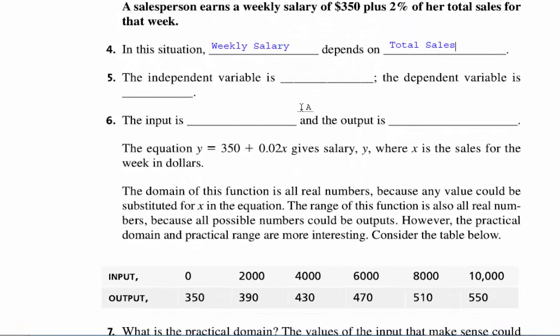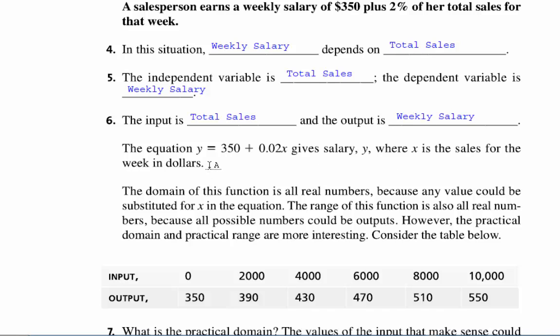The independent variable would be total sales, and the dependent variable would be the weekly salary, right? Because the weekly salary depends on the total sales. So the input is the total sales, and the output will be the weekly salary.